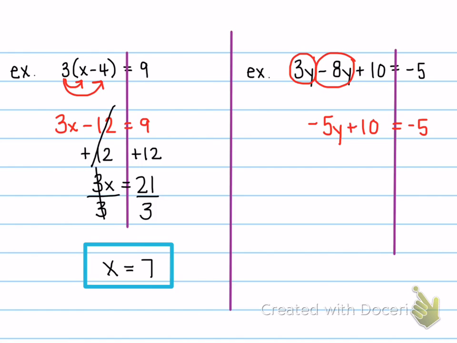I check for any more simplifying. I don't see any. There's no more like terms. There's no more distributing. And the other side, the right side, is just plain old negative 5, so there's no simplifying there. So I go on to the next step, and I know I need to add or subtract first.